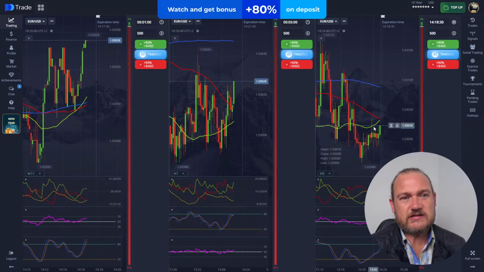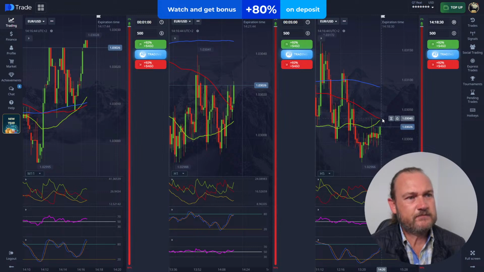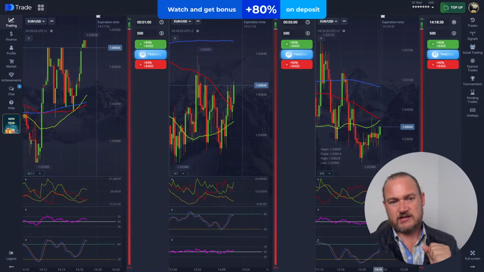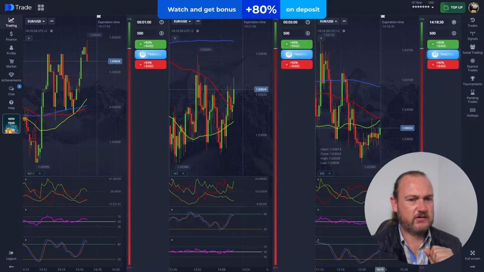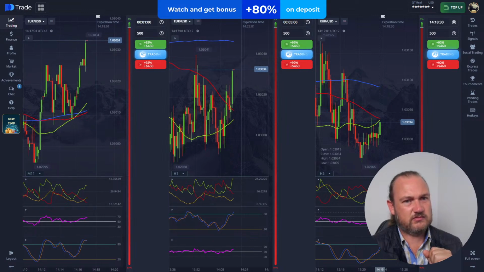Okay, so I'm going to watch and see if price reaches these moving averages. And I'm going to keep a close eye on my 10 seconds and 1 minute as well. The RSI is looking on the 5 minutes like it's going to start pushing through. Like it might go bullish. There we go.